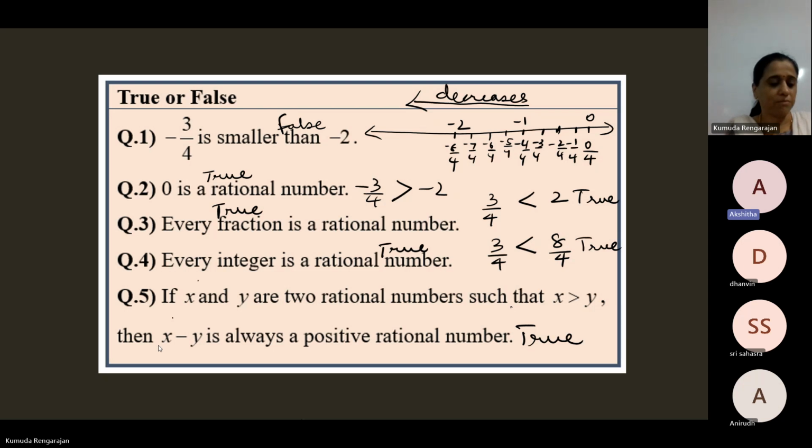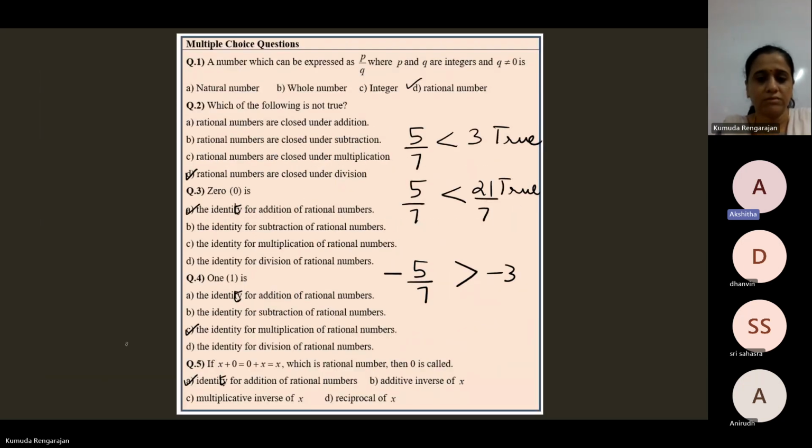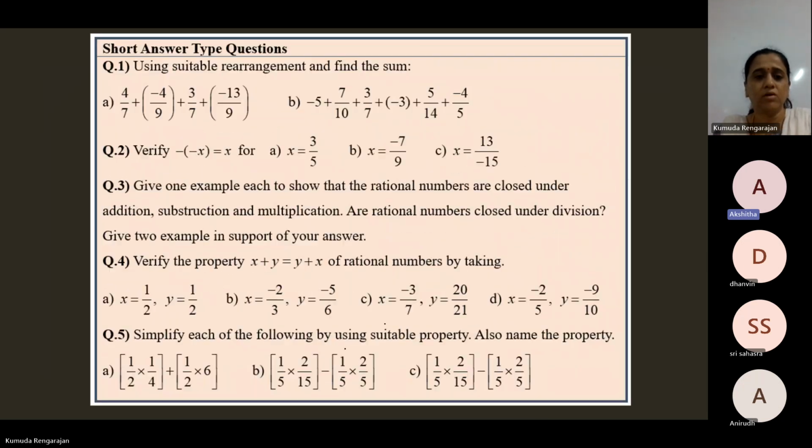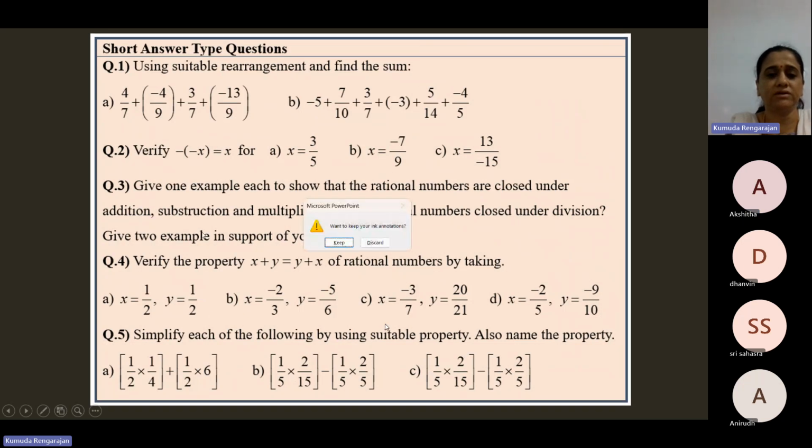Ma'am, but I'm having a doubt, ma'am. If x is in negative form, how can it always be positive? How can it always be a positive rational number? If it's negative, you're saying? Yes, ma'am. What if x is a negative rational number? It can't always be a positive rational number, right? Okay, we'll check that with an example. We'll check minus 25 minus 5, ma'am. Yeah, we'll do that. One minute, I'm coming to that.